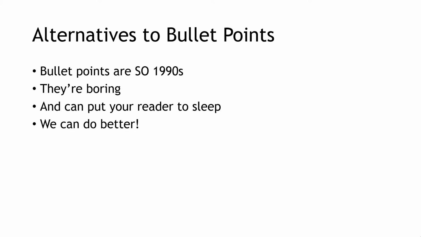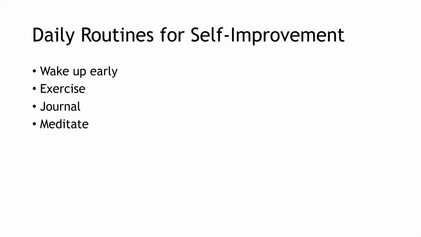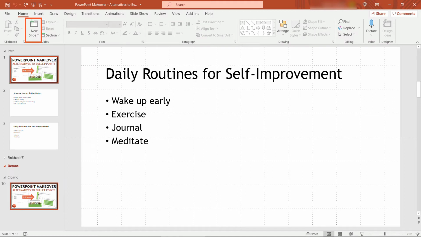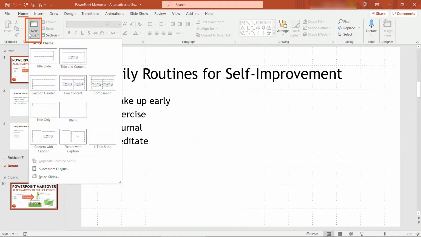We can do better. In the next few minutes, we're going to take a slide like this with just simple bullet points and see 3 different ways to improve it while keeping the same information. Here in PowerPoint, I'm going to add a new slide. You'll see that I've got a very basic theme going on here.